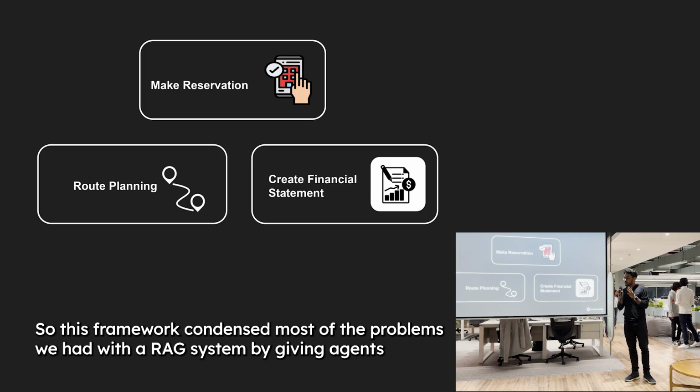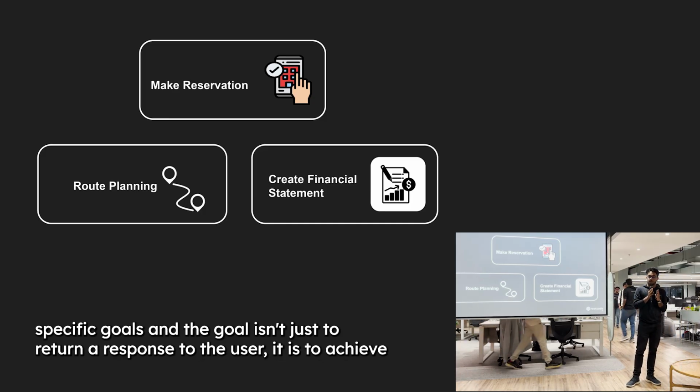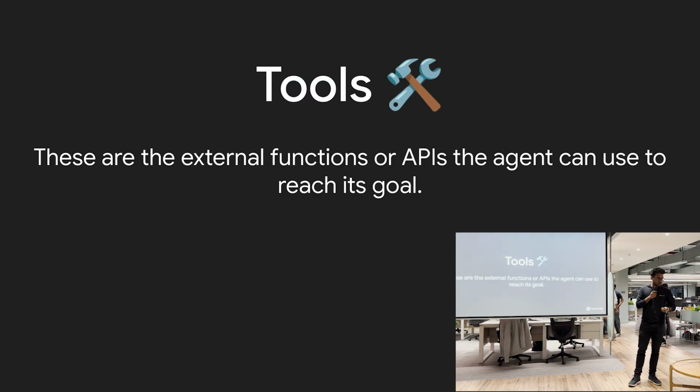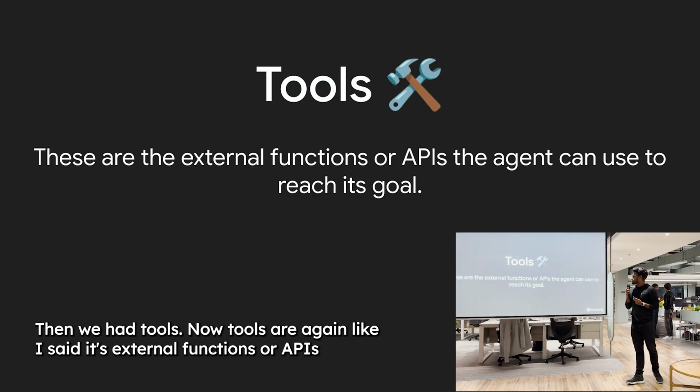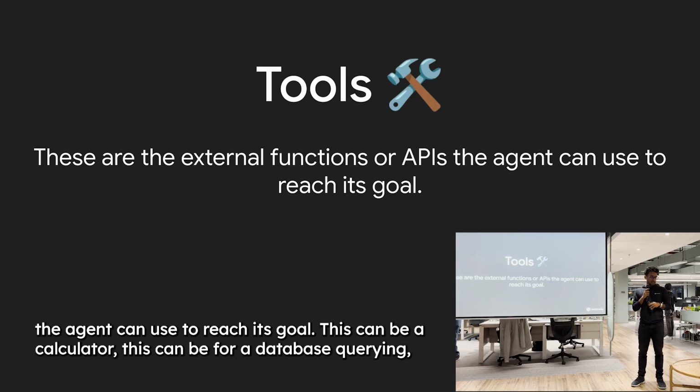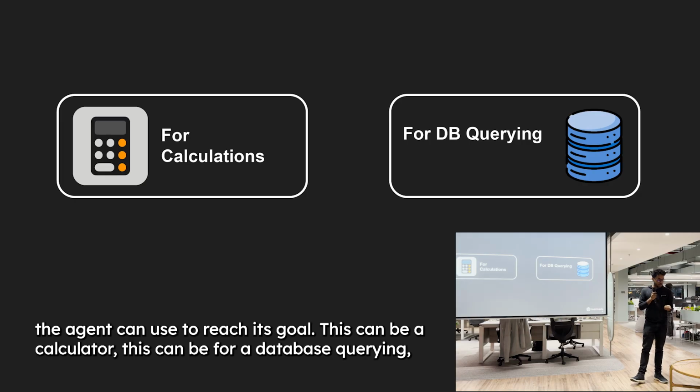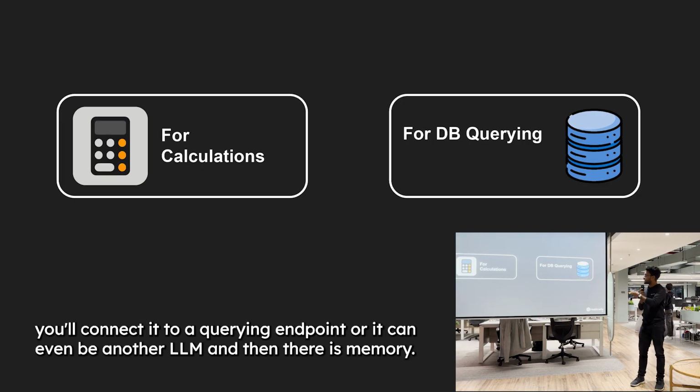So, this framework condensed most of the problems we had with a RAG system by giving agents specific goals, and the goal isn't just to return a response to the user, it is to achieve a specific task. Then we had tools. Now, tools are, again, like I said, external functions or APIs the agent can use to reach its goal. This can be a calculator, this can be for database querying, you'll connect it to a querying endpoint, or it can even be another LLM.